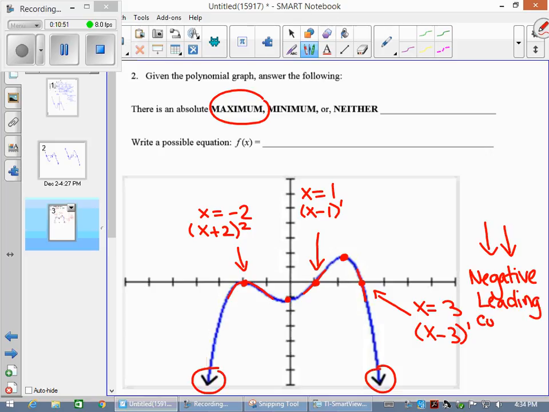So, f of x is going to be equal to negative. My first factor from left to right is x plus 2 squared, times x minus 1 to the first, times x minus 3 to the first. And again, these are factors, meaning they are multiplying each other, so the commutative property does apply. If you wrote your factors in a different order, as long as they are to the same multiplicity and the negative is in front, that would be equivalent.